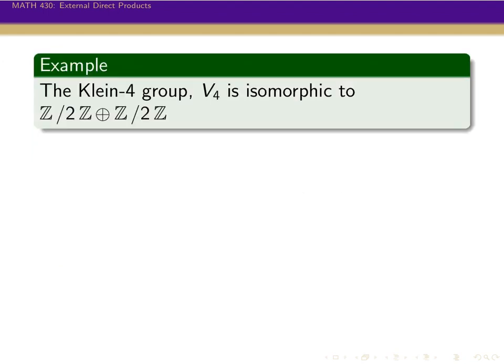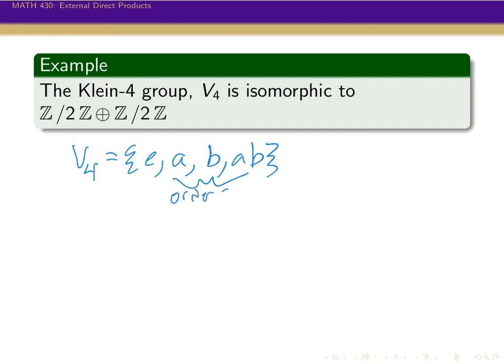So let's look at a quick example of this. A group that we've talked about an awful lot is the Klein-4 group. And let's recall, we thought about the Klein-4 group a number of different ways. Let's write it right now as E, A, B, AB, where A, B, and AB are all order 2. And if you remember, we proved that this is the only non-cyclic group of order 4.